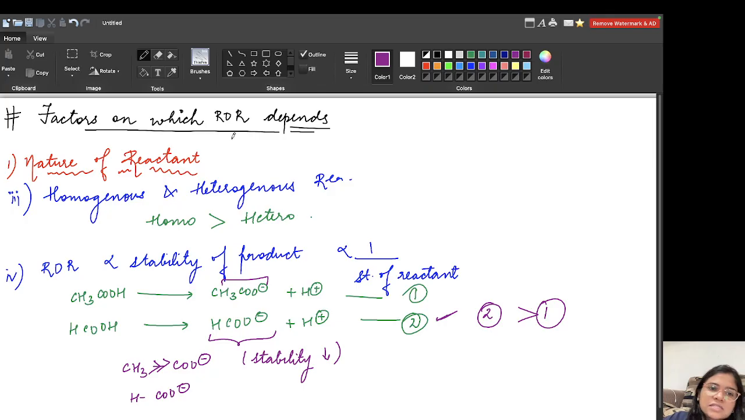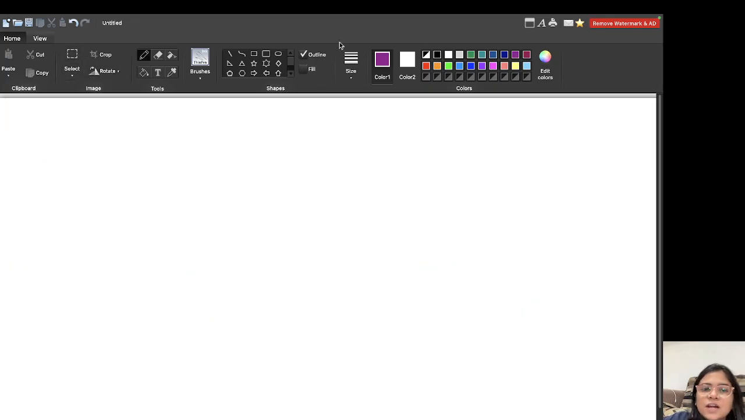The second thing is the physical state of the reactant. The first factor was nature, and the second factor which you need to study is the physical state of the reactant.